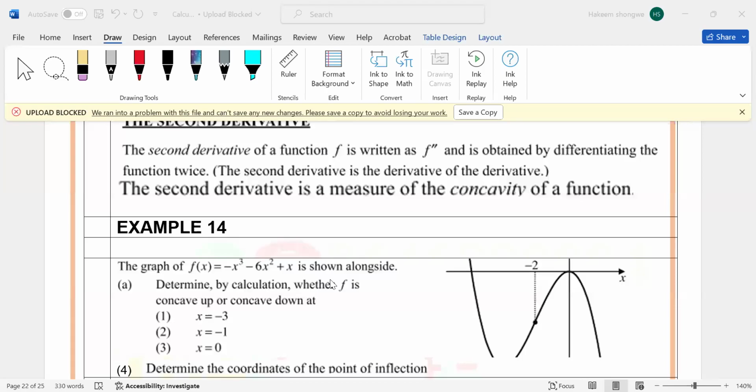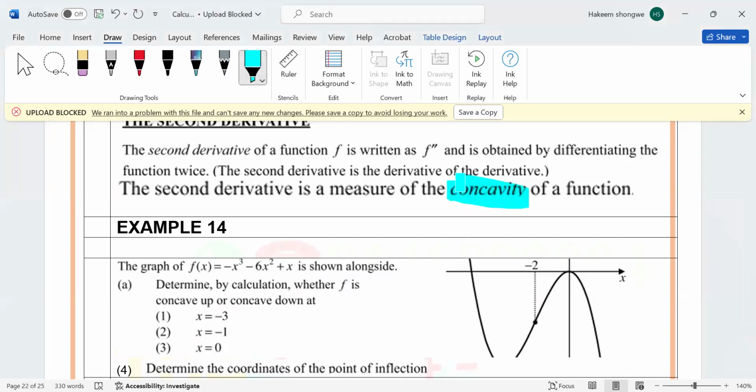I showed you how to get the point of inflection without using the second derivative. But the main reason why we have the second derivative in calculus is because we want to talk about concavity. Concavity is the measure of whether your graph is looking upwards or looking downwards. And how do you get it? You get it by doing what we call the second derivative of a function.